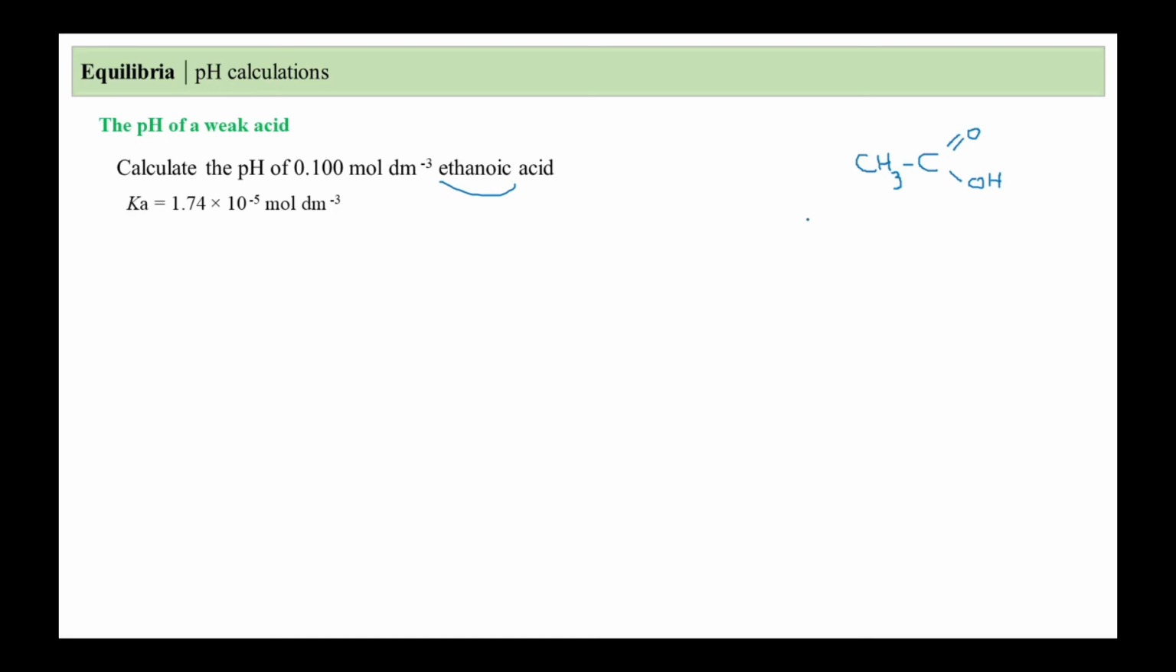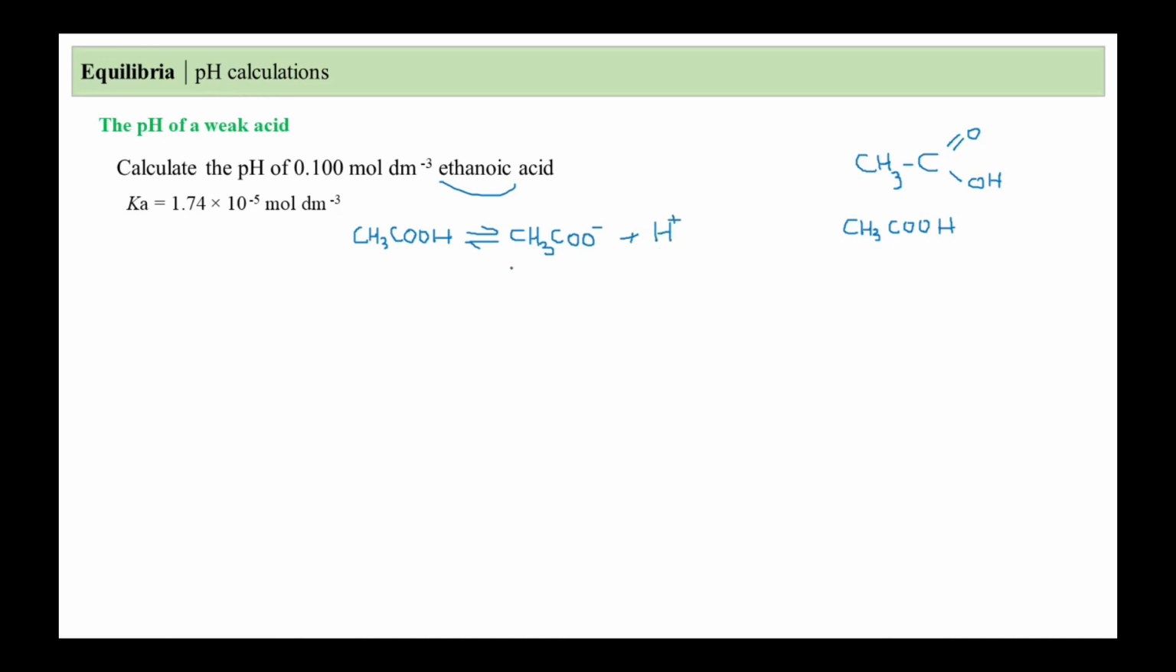So its formula can be written as CH3COOH. And actually it's a carboxylic acid and it's a weak acid. So the equilibrium equation can be written as so. We have CH3COOH, which will be in equilibrium with CH3COO minus, this is the ethanoate ion, plus H plus ions.